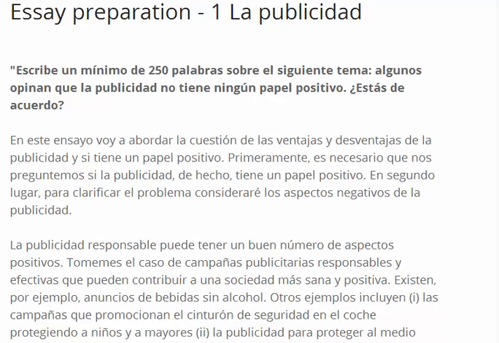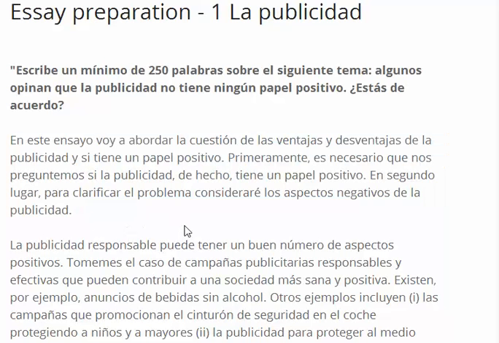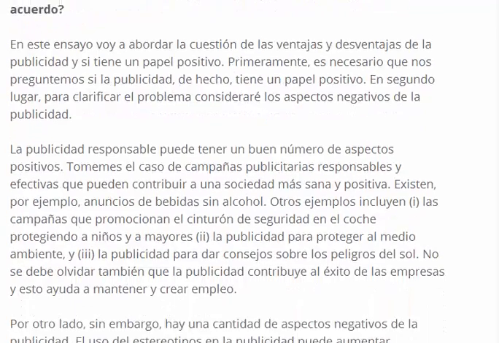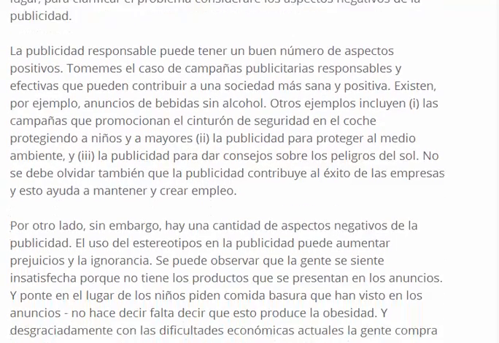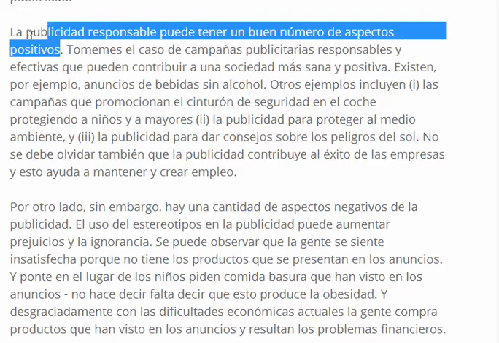Okay, welcome back. So we've completed the first paragraph and we've discussed it. So let's go on to the second paragraph. In the second paragraph, I'm looking at the positive aspects, the good aspects. So everything in the second paragraph is directed towards this approach. So I say right up front what I'm going to do.